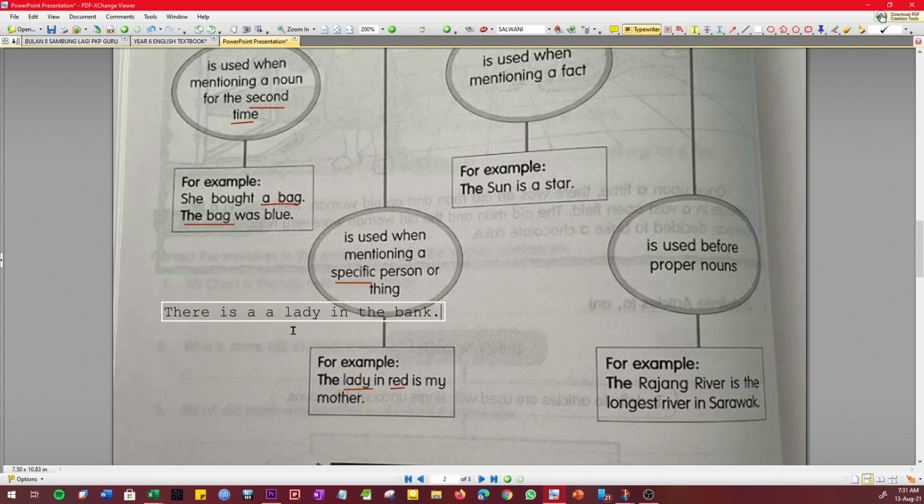Okay, that is the first sentence. And the second sentence is the lady is my mother. Although in red is not mentioned, tak ada in red, tapi disebabkan kali kedua kita boleh guna the. Right? Next.